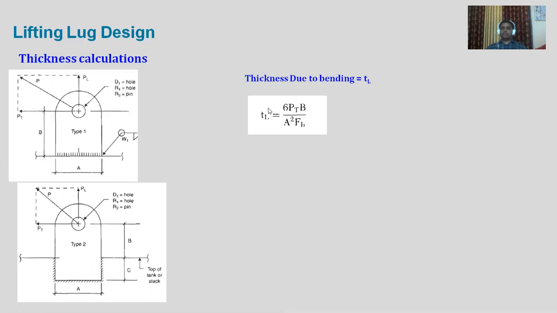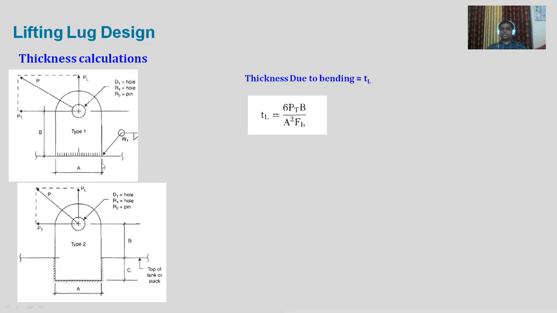This is a formula given in Dennis Moss, that if you have to calculate the thickness based upon bending stress, it will be like this. The formula is 6 PT B upon A square into FB. Now what is this PT? PT is nothing but the transverse force. What is B? B is this vertical distance, so PT into B is nothing but the moment. So this can be M, divided by Z, which is the section modulus.